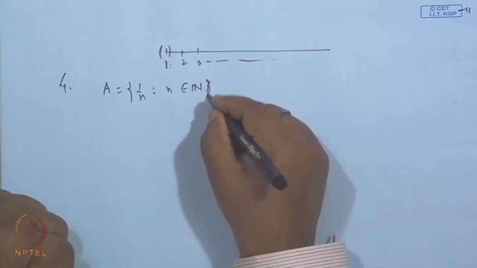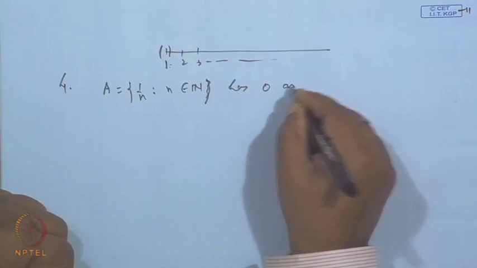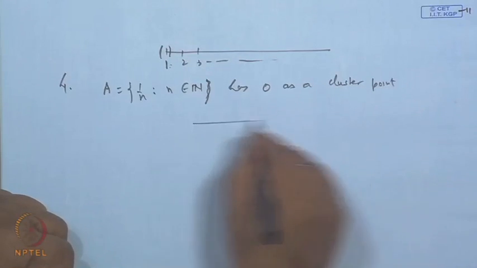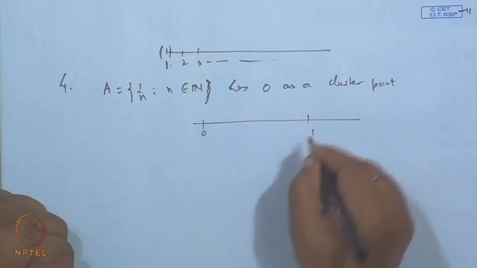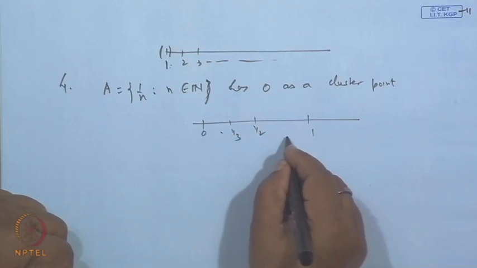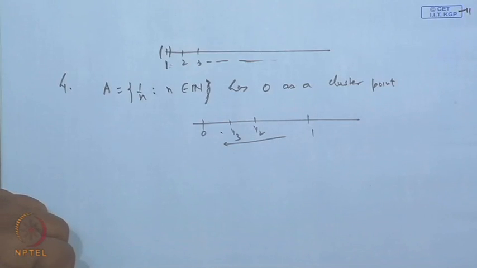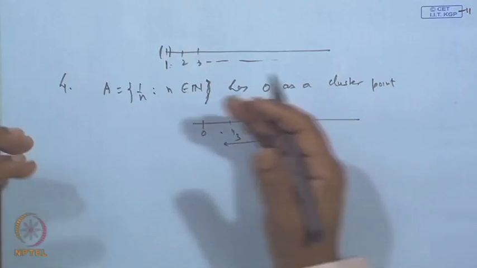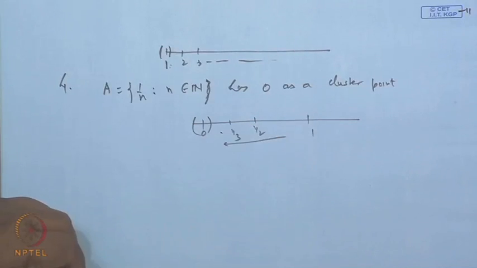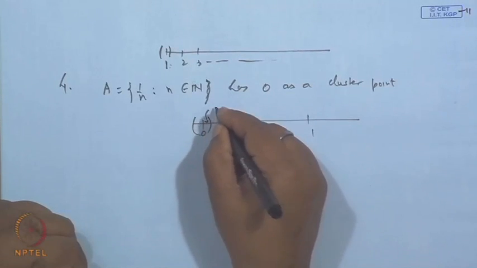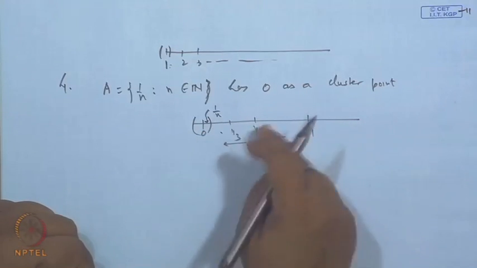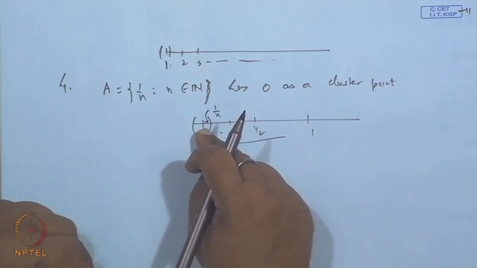Now, this has 0 as a cluster point. Why? Because this is our 0, here is 1, then 1/2, 1/3 and so on. So, the sequence is decreasing and it clusters around the point 0. It means if I draw any neighborhood around the point 0, there are so many points available after a certain stage which are close to 0 and different from 0. So, 0 becomes the cluster point for it.